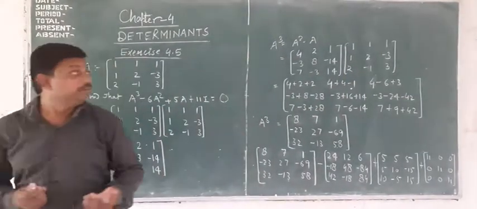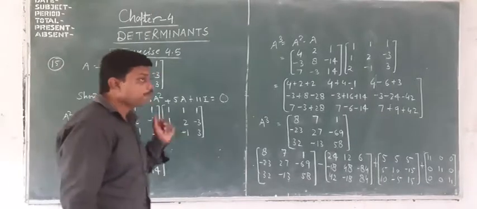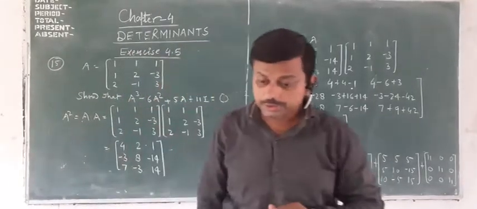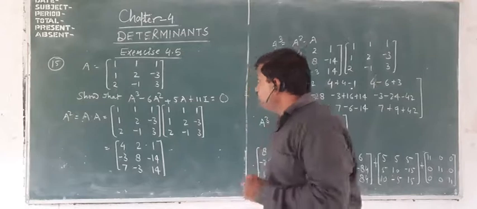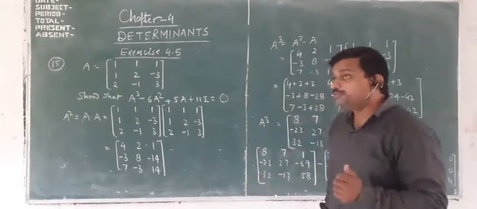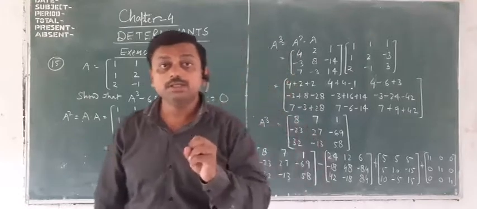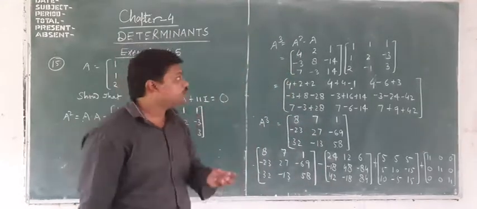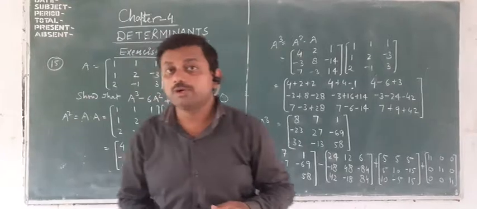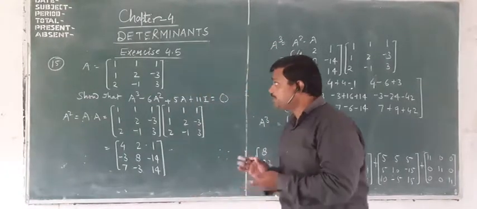So today we shall discuss the remaining problems of exercise 4.5. In my previous video, we discussed how to find the inverse of a square matrix using the formula A inverse equals adjoint A divided by determinant.